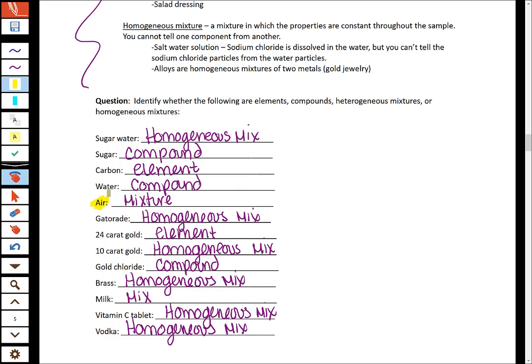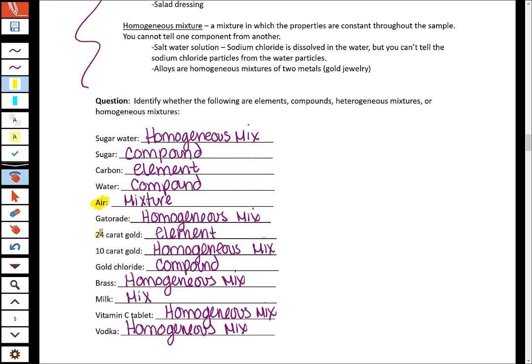And then someone else could be considering the different layers of the atmosphere, right? At sea level and 1,000 feet above sea level have different air compositions of the oxygen in the air. And so you have to define what you're looking at in order to get an idea if this is a homogeneous or heterogeneous mixture.